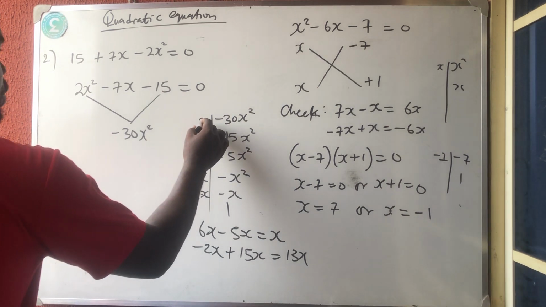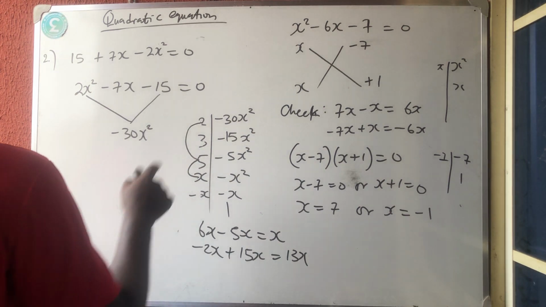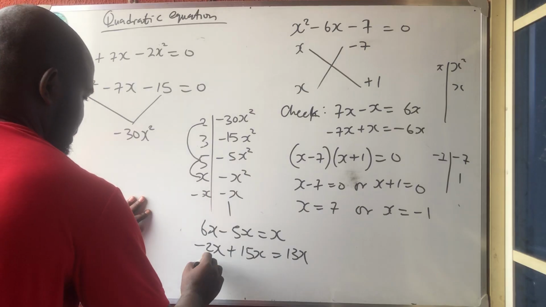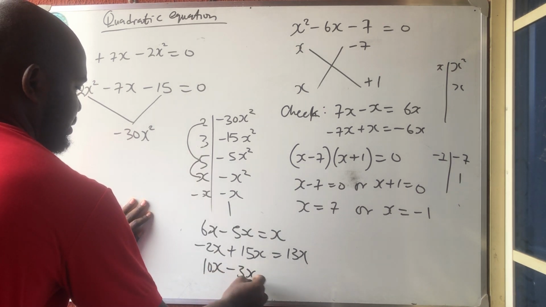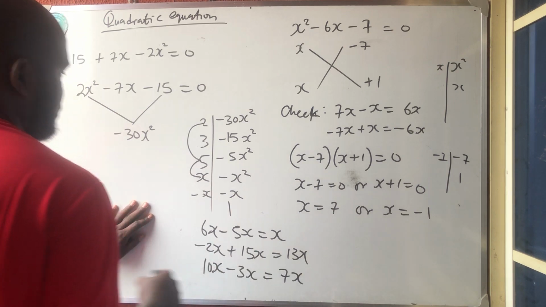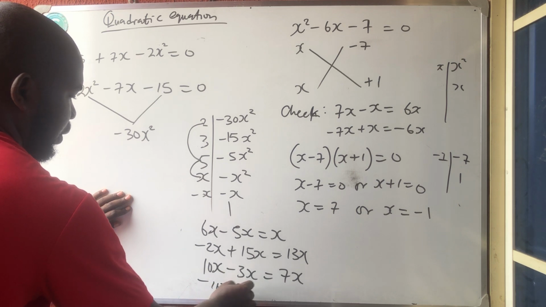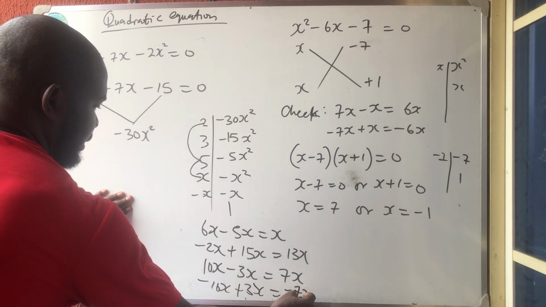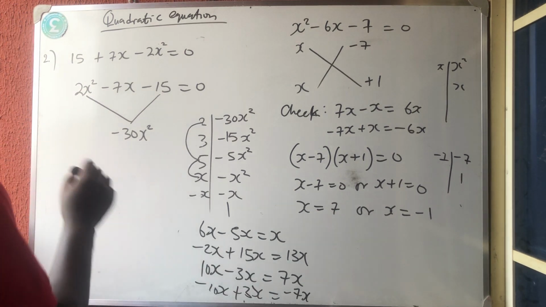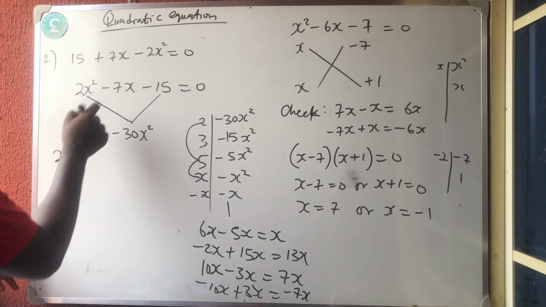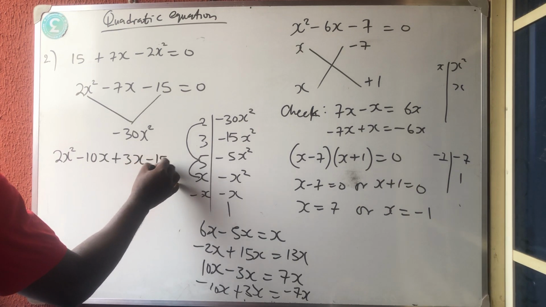So let me now take 2 and 5 with x, leaving only these two. 2 times 5, 10. 10 times x is what? 10x. 3 times this will give me minus 3x. And both of them is giving me 7x. So the problem now is negative. So I will change the sign of everybody. Minus 10x plus 3x is giving me minus 7x. So anywhere I see minus 7x, I'll put what? Minus 10x plus 3x. So I'll bring down 2x squared. Instead of writing this, I'll write minus 10x plus 3x. Bring down minus 15 is 0.